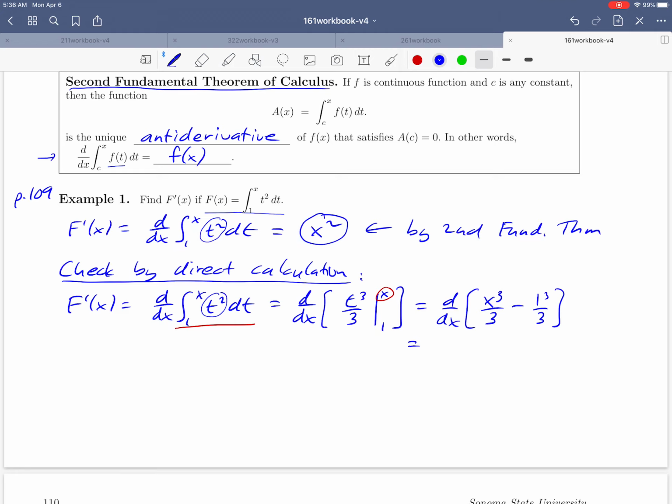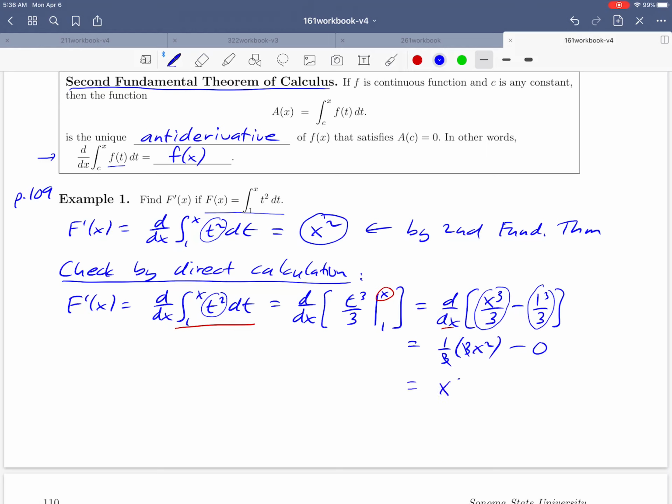Okay, and to finish this, we just need to now take the derivative of those two things. So starting with x cubed over 3, what would its derivative be? Well, 1/3 is a constant, and the derivative of x cubed by the power rule would just be 3x squared. And then what do you get if you take the derivative of a constant like 1 cubed over 3? It goes to 0.